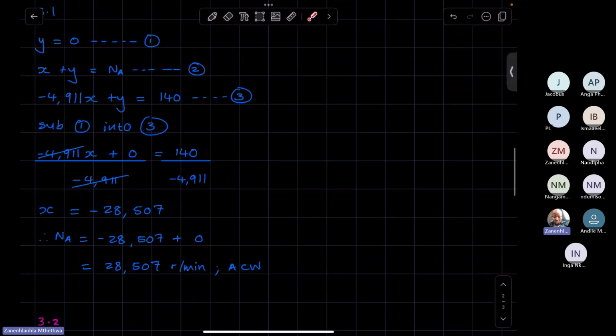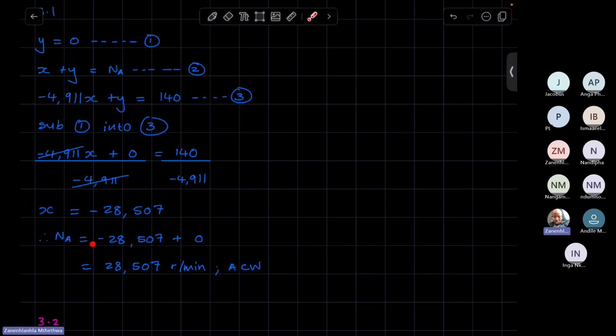So we get the value of x. Once you have the value of x, you simply go back to this equation, substitute the value of x and y, and then you will get NA. So x is equal to this, then you add y, where y is equal to 0. So NA essentially is equal to negative 28,507.